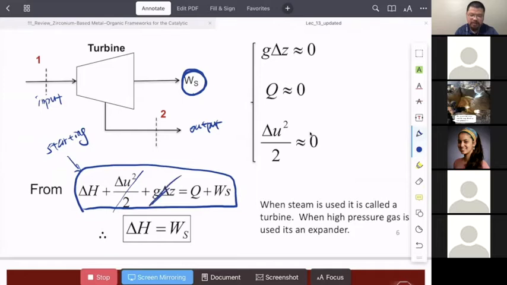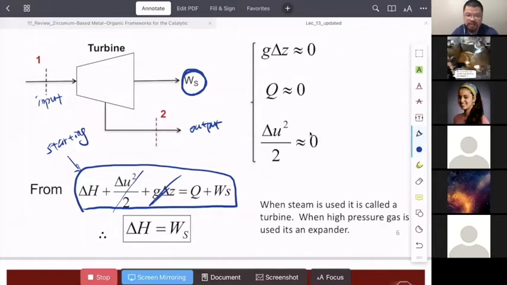And there's typically no potential change at all, unless the problem statement implies that the inlet of the turbine and the outlet of the turbine, their altitude will be significantly different from each other. Otherwise, the potential energy change, we can neglect that. And then we only have this heat and shaft work.